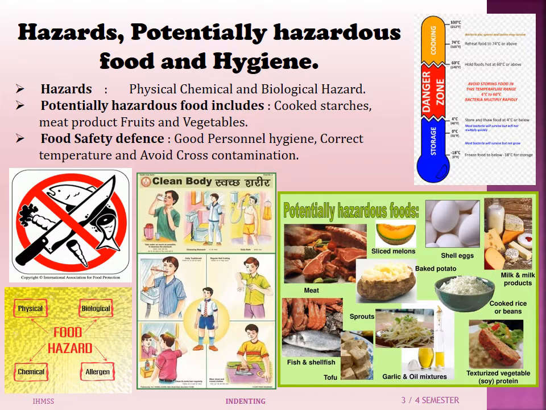Number one, hazards: physical, chemical, and biological hazards. Number two, potentially hazardous food includes cooked starch, meat products, fruits and vegetables. Food safety defense: good personal hygiene, correct temperature, and avoiding cross contamination.